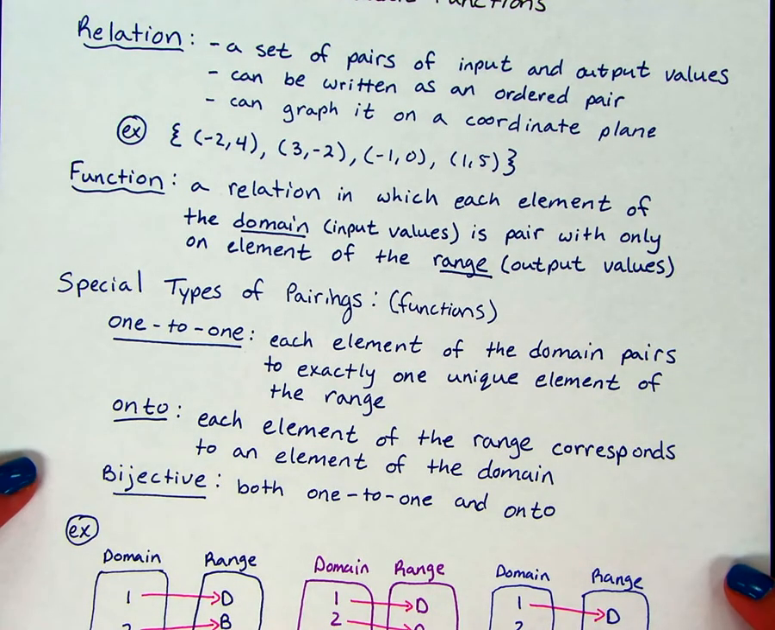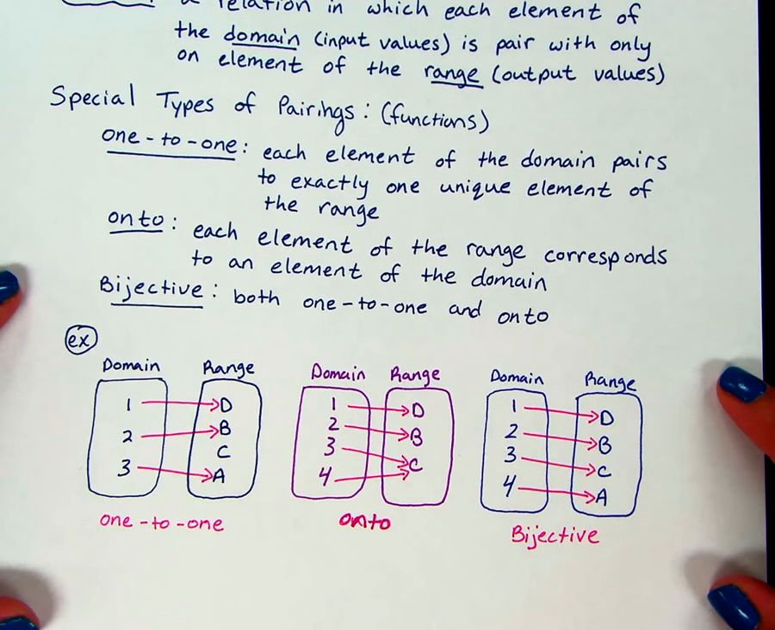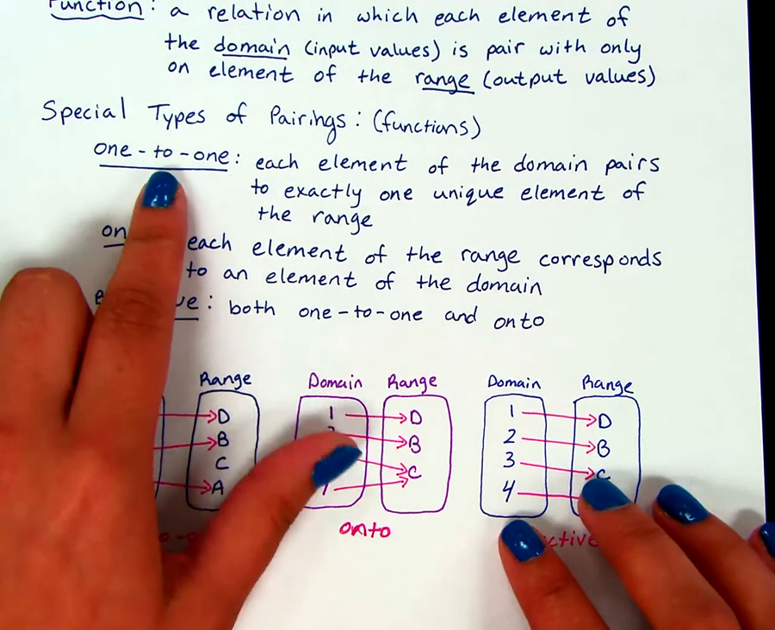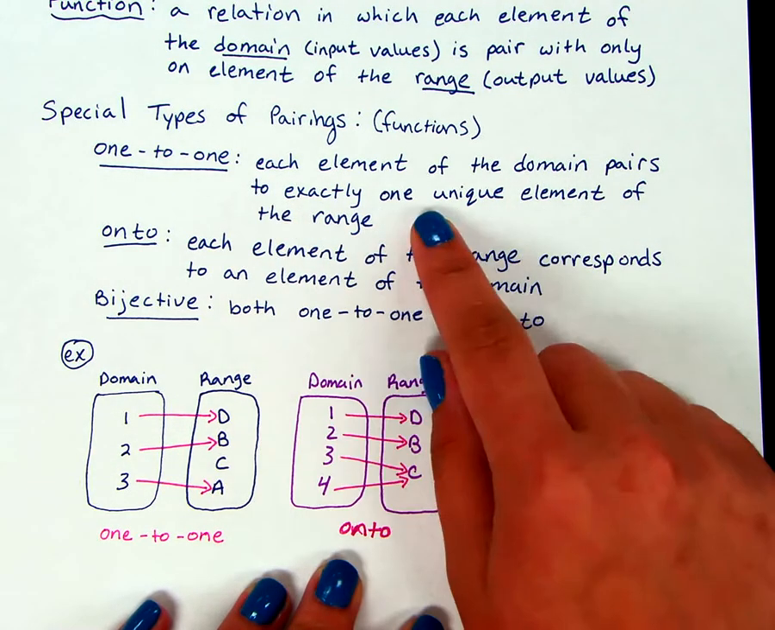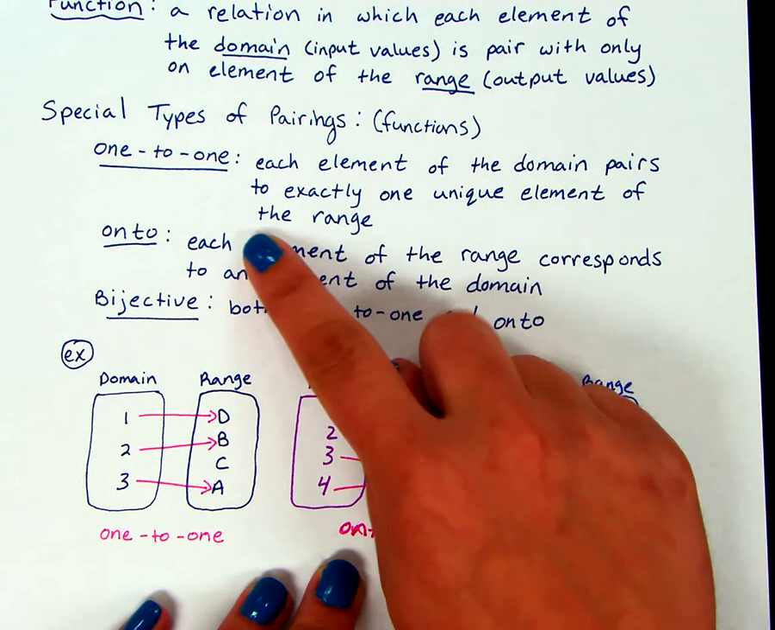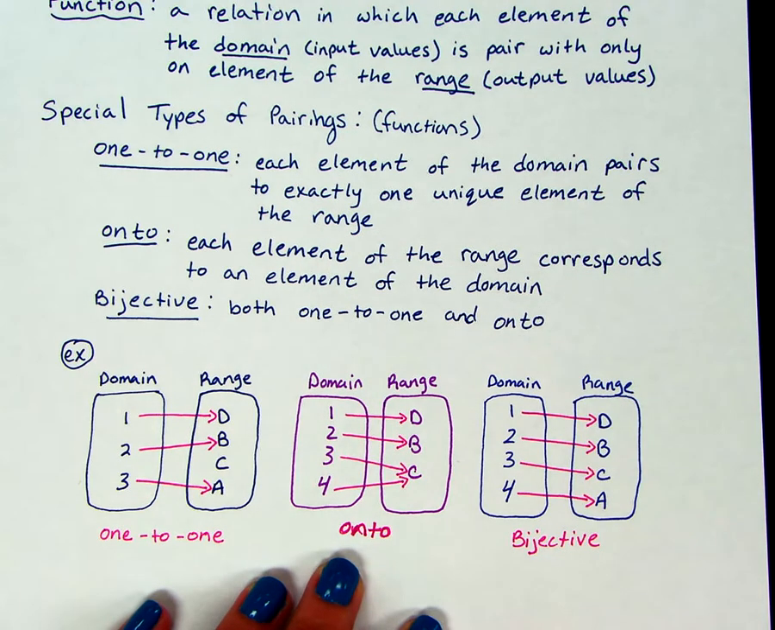Now with functions, there are some special types of pairings. The first one is called one-to-one. This is when each element of the domain pairs to exactly one unique element of the range. That means that for every x value you have, it matches to a unique y value.